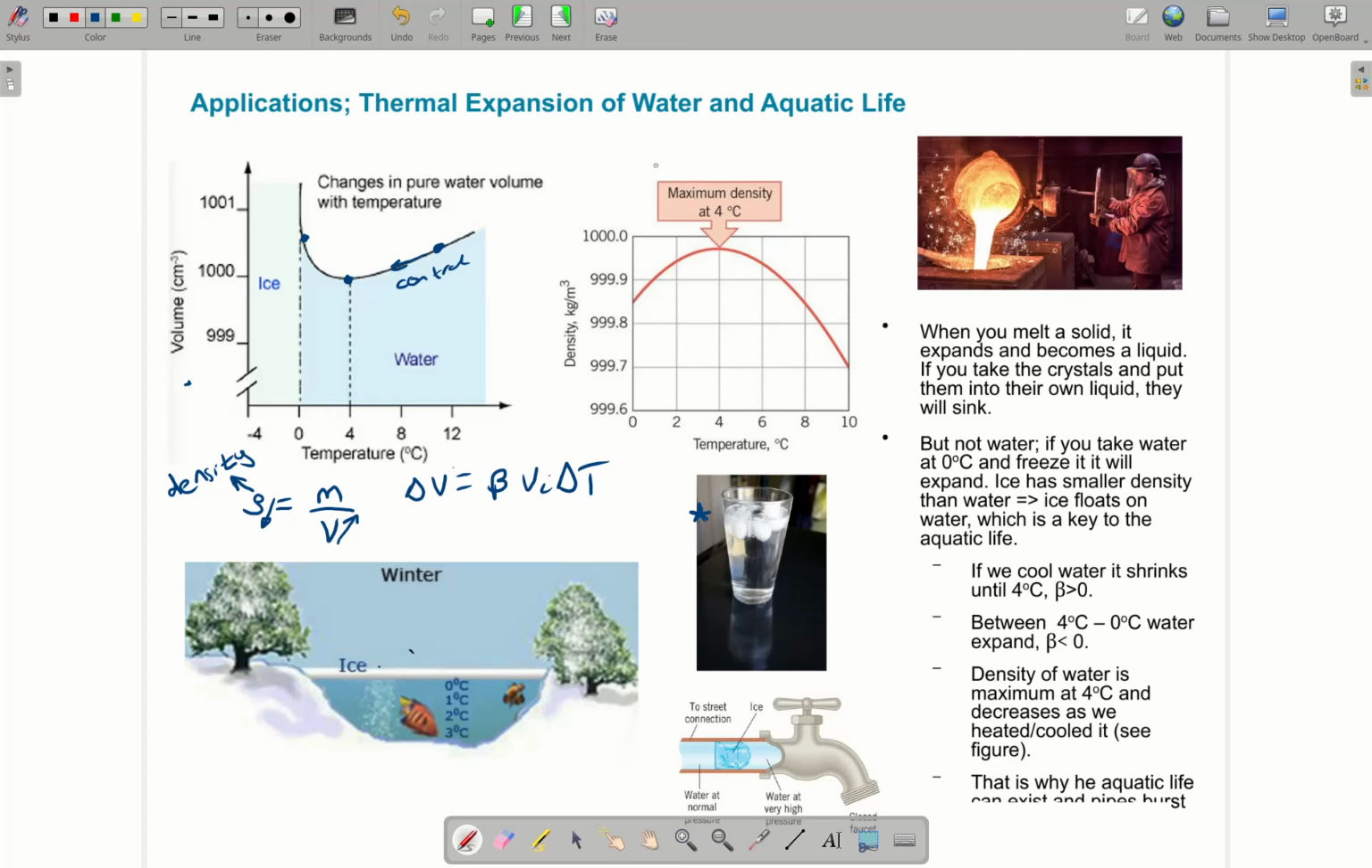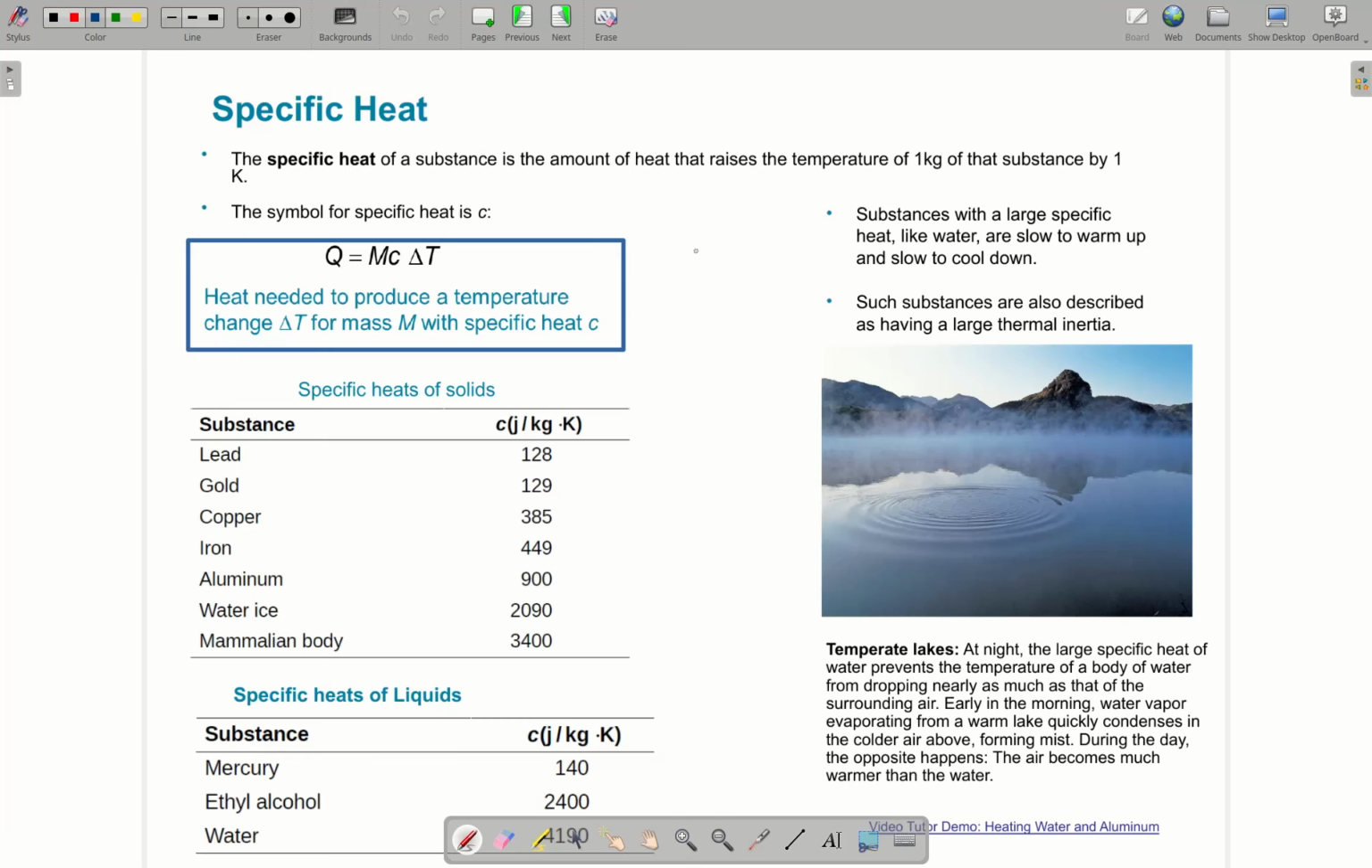This graph is showing the same idea, except in terms of density versus temperature. As the temperature decreases, density increases up to 4 degrees because volume decreases. And then volume starts increasing, density starts decreasing. That's a very interesting phenomenon. Another idea I want to talk about in this video is, given heat to some objects, how much their temperature changes can be calculated using this equation here.